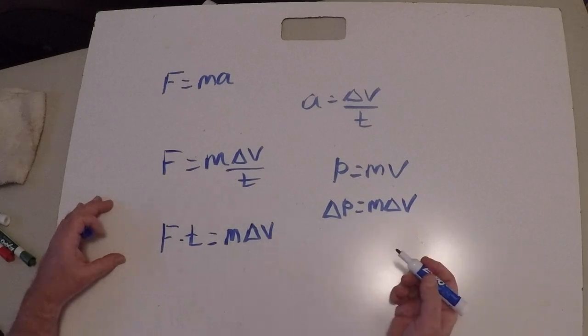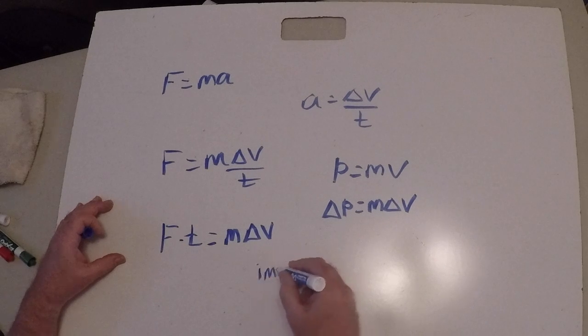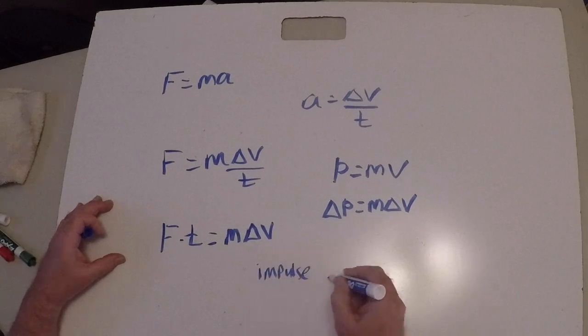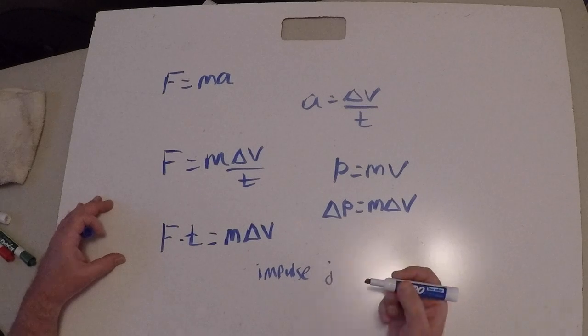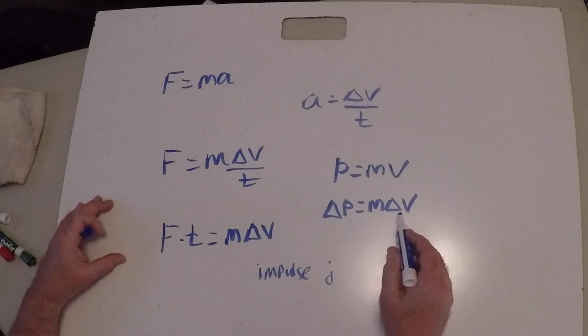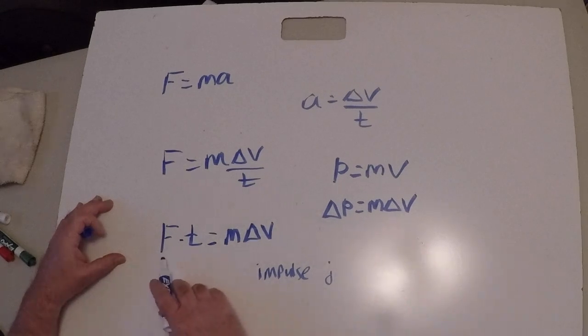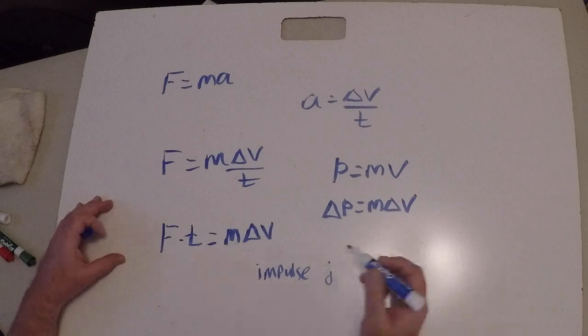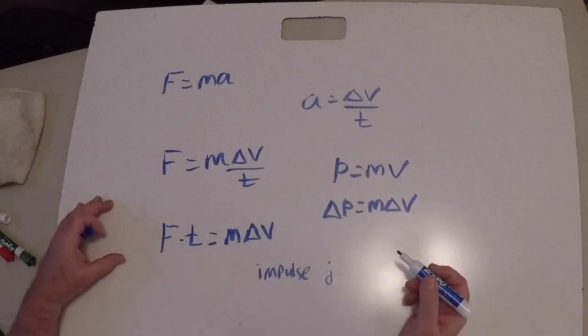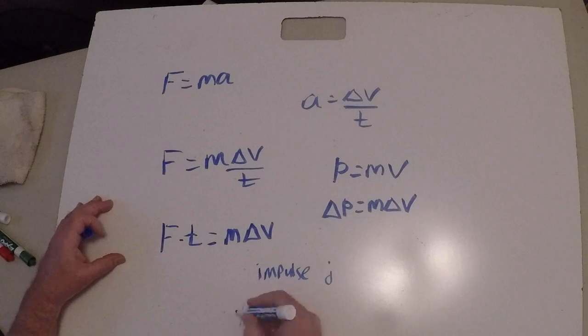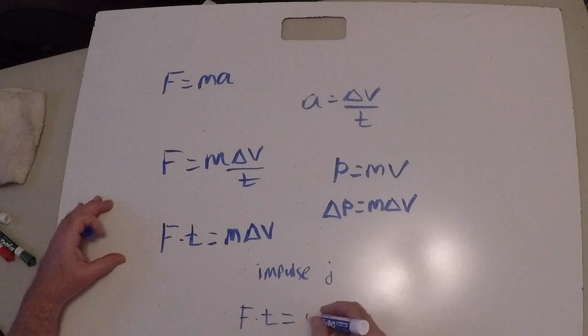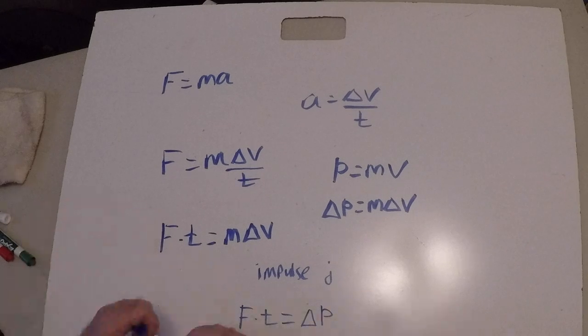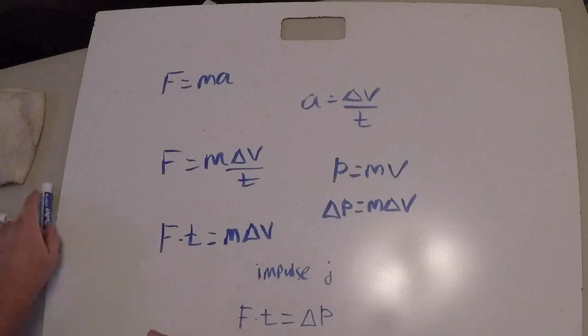So this is something we call impulse, and the letter for impulse is J. It can have the units of kilogram meter per second or Newton seconds, since we see that force times time would be Newton seconds. So that's impulse. And so we get force times time is equal to change in momentum. So let's see how we could use that in a problem.